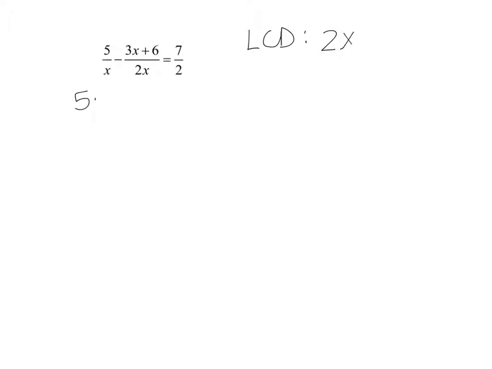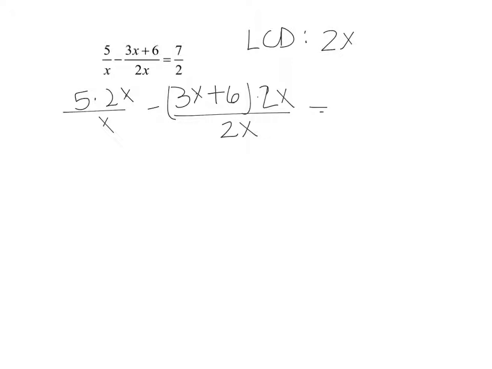So we get 5 times 2x over x minus 3x plus 6 times 2x over 2x equals 7 times 2x over 2. So we start looking to see what we can cancel. In our first fraction, the x's cancel. Second term, the 2x's cancel, and our third, the 2's cancel.